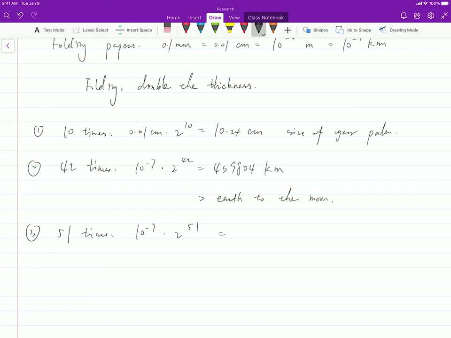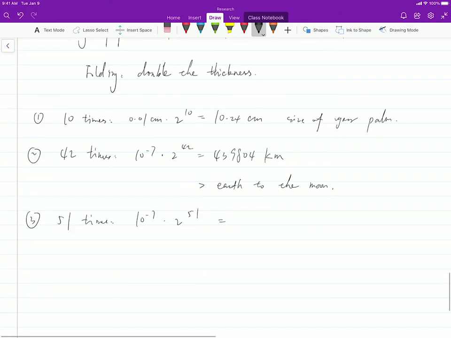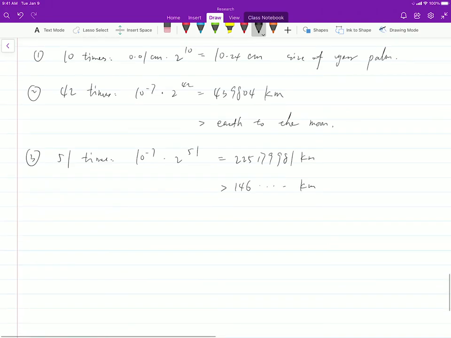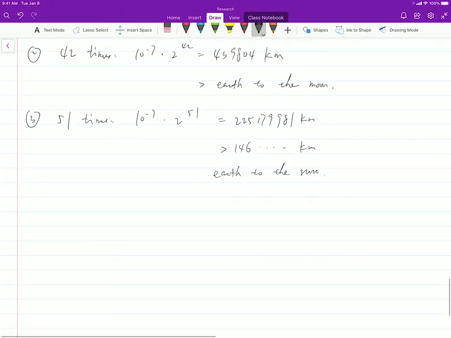Remember, you get doubled every time. So the bigger you get, the faster you grow. You double. You are looking at 225,179,981 kilometers, which is bigger than 1.6 kilometer. And this is actually the distance from the Earth to the Sun. So another 9 times, starting from the Earth to the Moon, this one's going to be bigger than that.